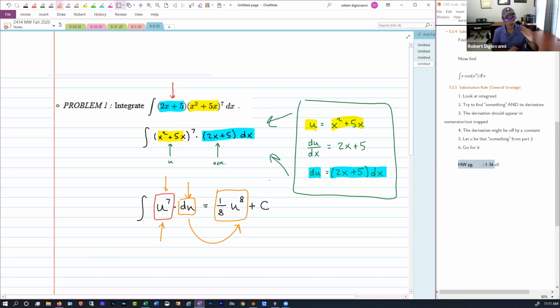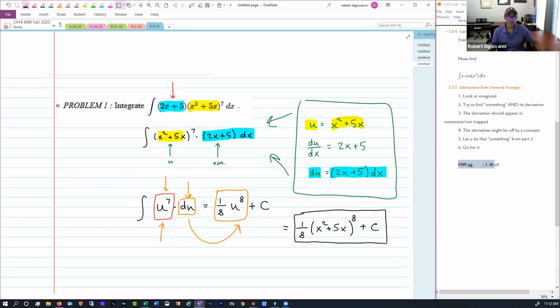All right? Now we're not done because our answer is in terms of u. We need our answer in terms of x. So we go back and replace u with what we said it was: x squared plus 5x, to the 8th, plus c. That's our answer. Now we could check our work by taking the derivative. If we took the derivative of this, we should get back the original integrand, in this box right there. Any questions on that first one?